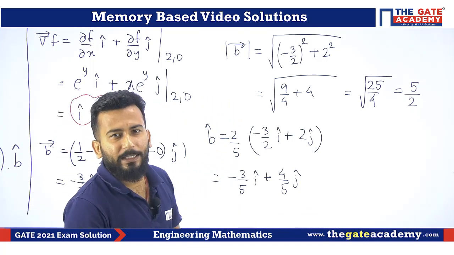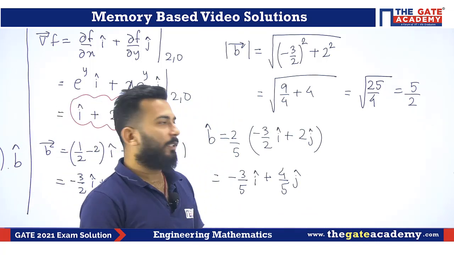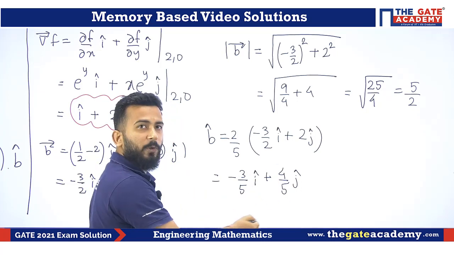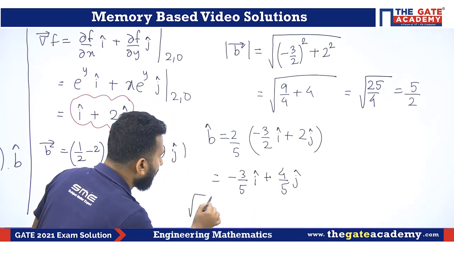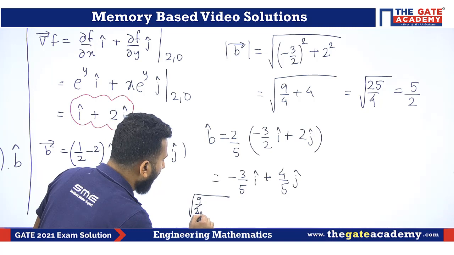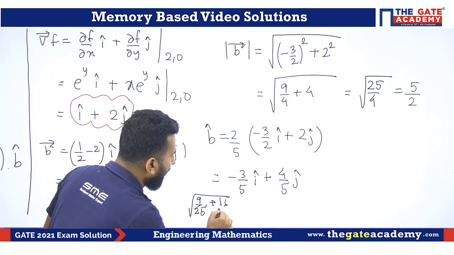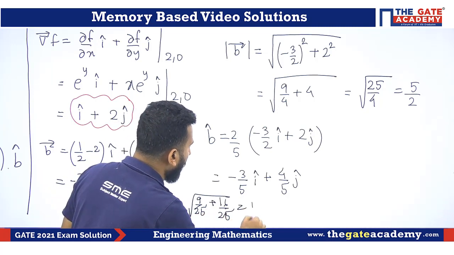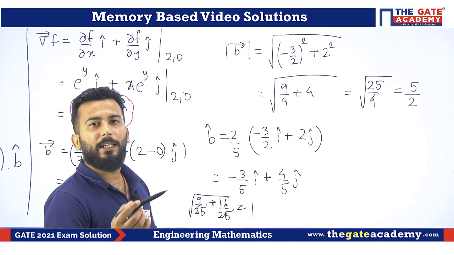See, whether you have done it correctly or not, you can clearly check by finding its modulus. The modulus of this is 9 by 25 plus 16 by 25. Is it coming out to be 1? Yes. So you have done it correctly.